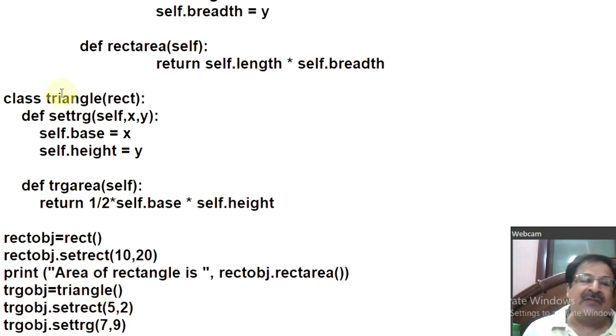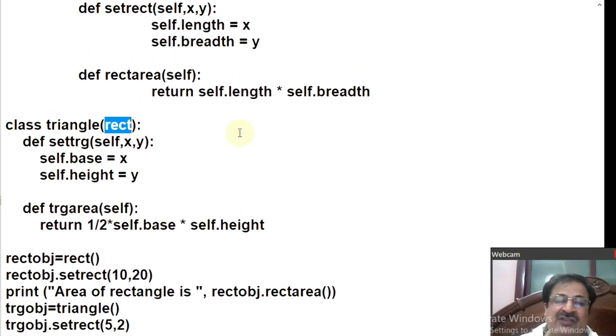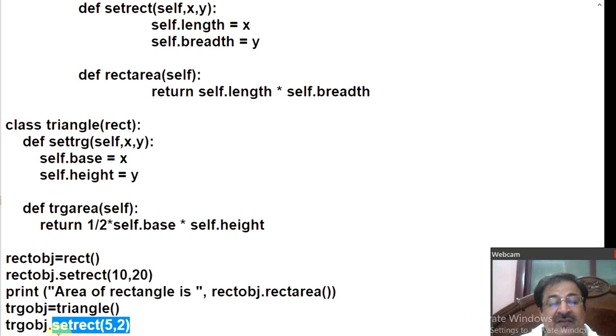The moment Python comes over here and sees that this triangle class is inheriting the rect class, it will understand that the object trg obj of triangle class can access these two functions and these two attributes along with it. You are invoking the setRect function of rect class through an object of triangle class, and there won't be any error because triangle class is inheriting the rect class.